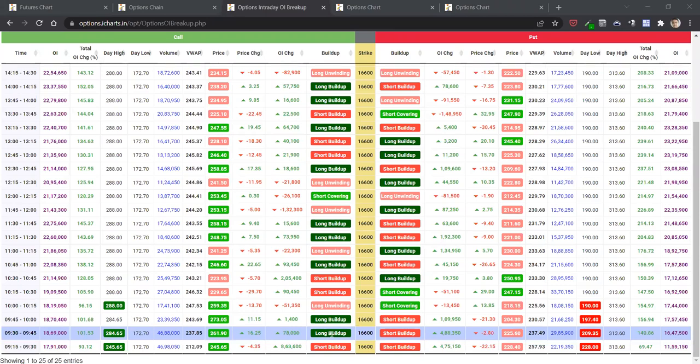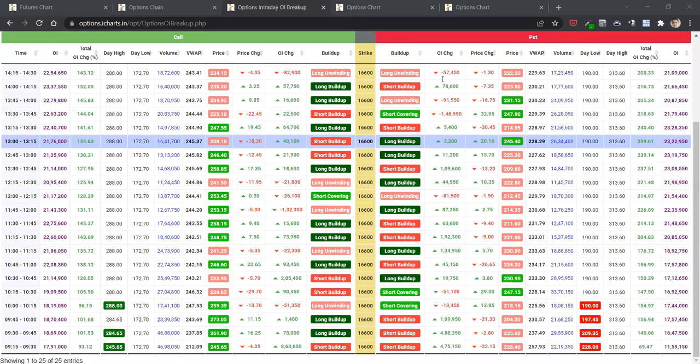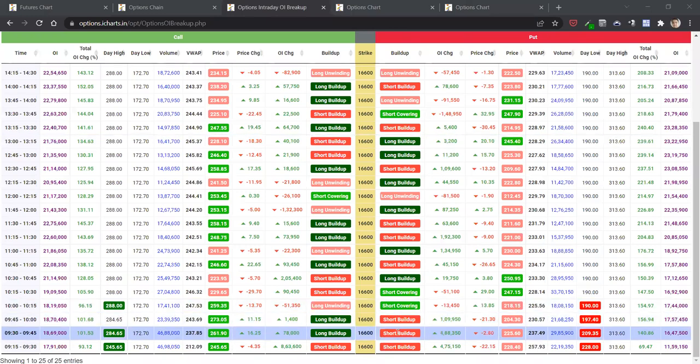At 9:45, you have a long buildup signal on the call side and short buildup on the put side. This is a strong signal. So here we would be looking to buy a call and short a put. And a buyer would buy a call and the ones who are shorting would short a put.